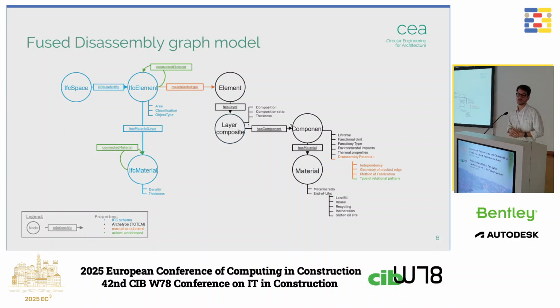However, using graph representation, we can, for example, automatically calculate the type of a relational pattern, which is one property. How often is one node connected? So we use the graph representation to automatically get the properties too. And in the end, how are the different layer composites connected?